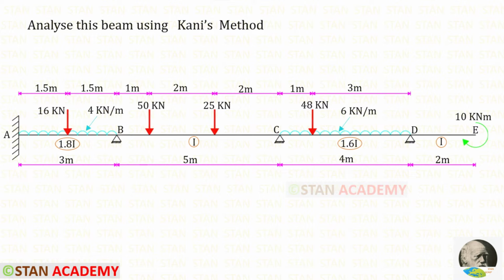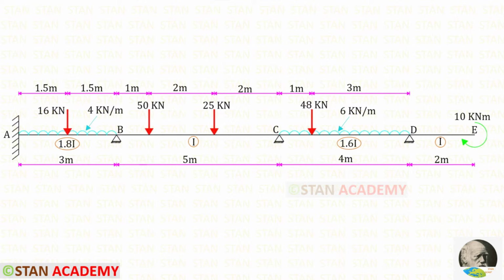Hello everyone. Today we are going to analyze this beam using Kani's method. Before analyzing, let us see the beam one time. In this beam, there are three spans AB, BC, and CD. Also, we have an overhanging portion DE.